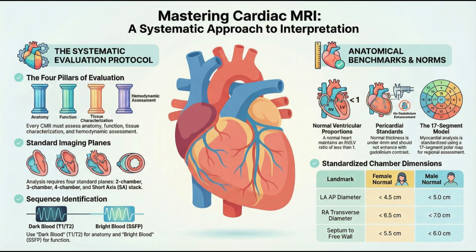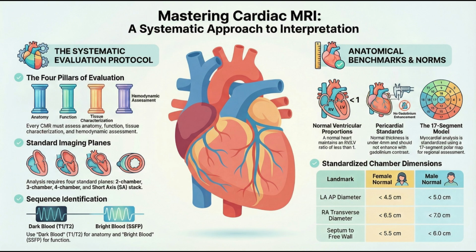It just comes down to speed and signal. The heart is moving really fast. SSFP is incredibly fast, so we can get high frame rates. And it has a very, very high signal-to-noise ratio, or SNR. The images aren't grainy. They look like high-definition video. The contrast between the blood pool and the myocardium is stark, which makes tracing those borders for volume calculations much, much easier.